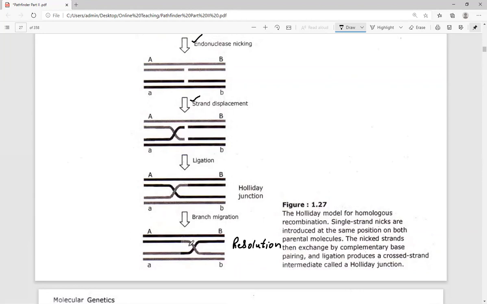Resolution will take place. In the case of resolution, the DNA strands will be broken down either from right to left in the patch recombination product or from top to bottom in the case of splice recombination product.